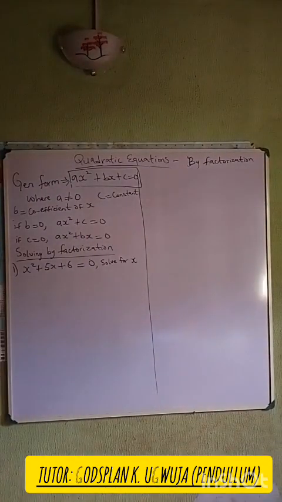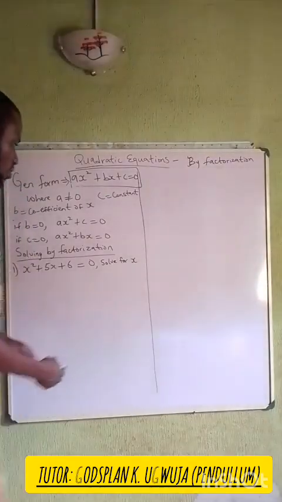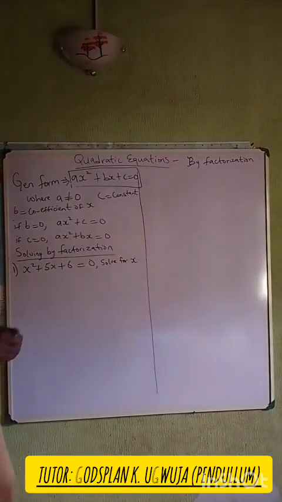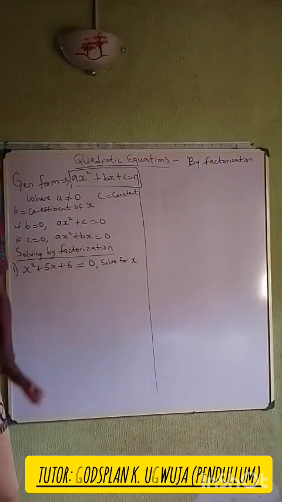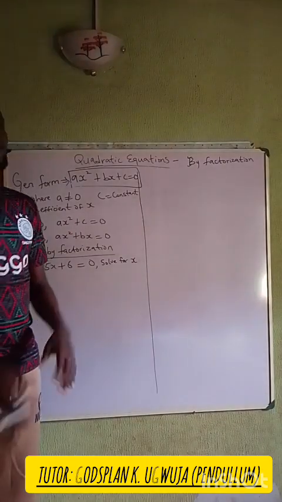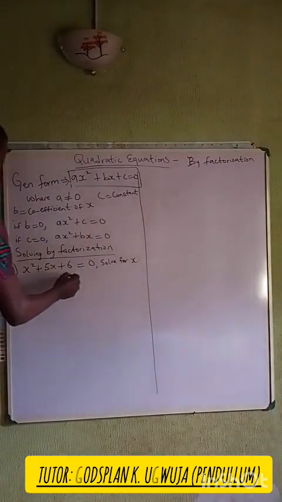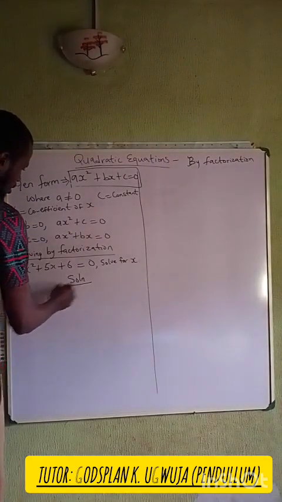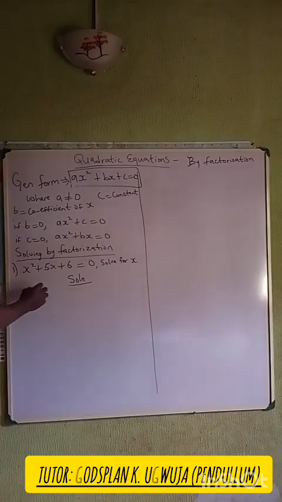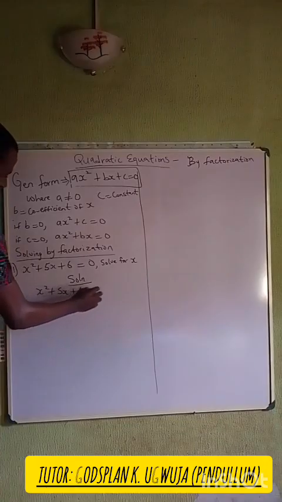All right, but let's look at how we can solve this by factorization. Just keep in mind that you're supposed to get 2 answers. They may be the same number, they may be different numbers, but you should get 2 answers. Now, how do we solve this? We have x squared plus 5x plus 6 equals 0.